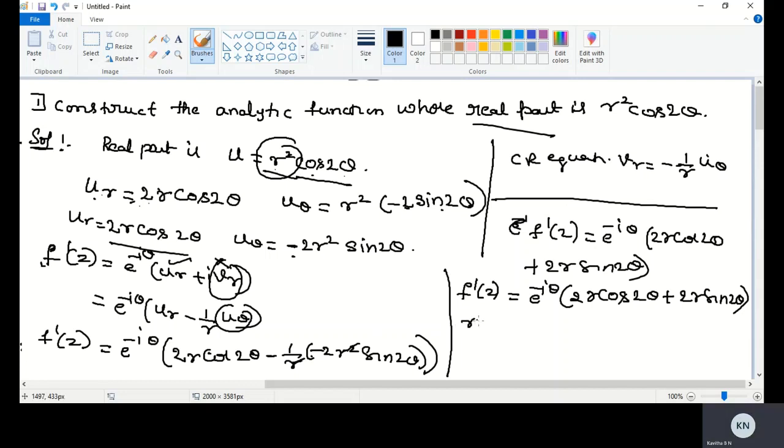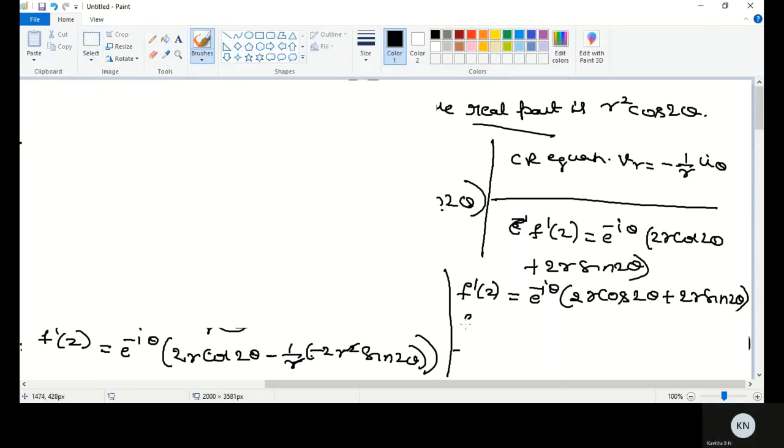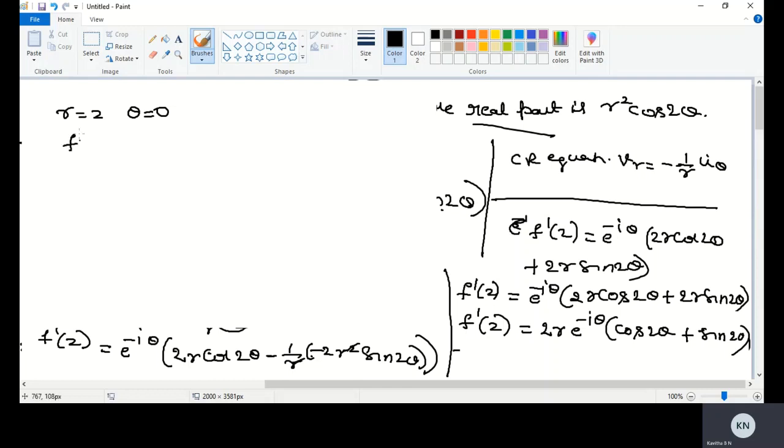Next, put r is equal to z and theta is equal to 0. f dash of z is equal to, taking 2r common here, 2r e to the power of minus i theta (cos 2 theta plus sin 2 theta). The next step, put r is equal to z and theta is equal to 0, which means f dash of z is equal to 2z e to the power of minus i theta (cos 0 plus sin 0).